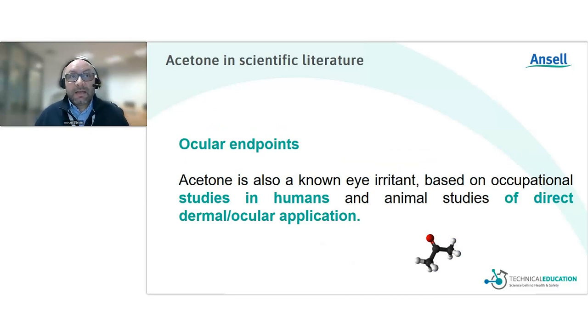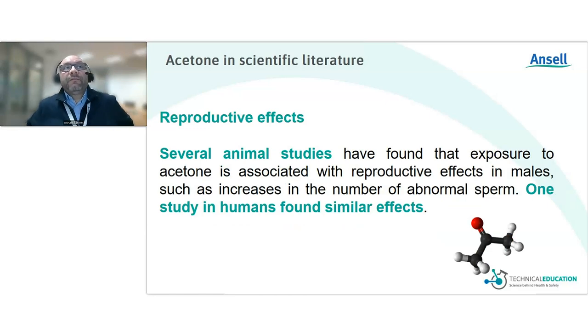Ocular endpoint: acetone, as mentioned in the hazard statement, is also known as an eye irritant, based on occupational studies in humans and animals of direct dermal contact or ocular application. For the reproductive effect, several animal studies have found that exposure to acetone is associated with reproductive effects in males, such as an increase in the number of abnormal sperm. One study in humans found a similar effect, but as you know, one study is not enough to validate all this information, all this data.